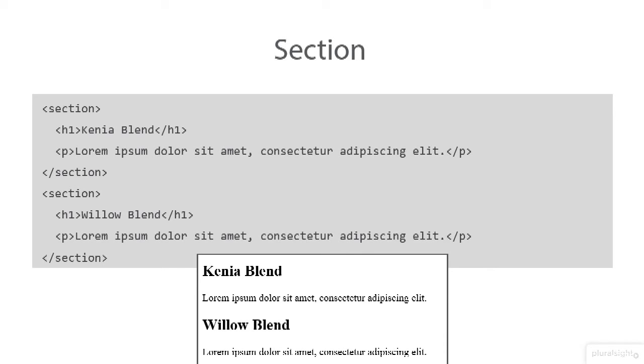If, however, the content is a separate section on the page, use the section element. So in the sample here, we have a number of coffees with their description. A section is better than a div here, since the separation is based on content, not styling.